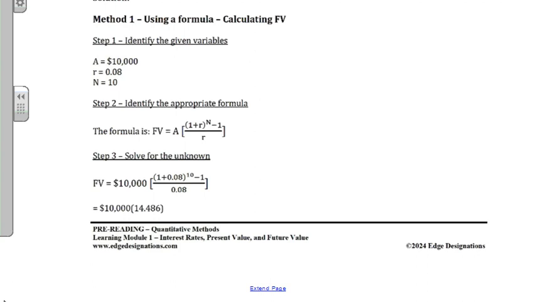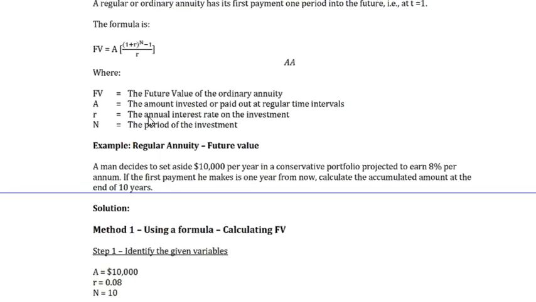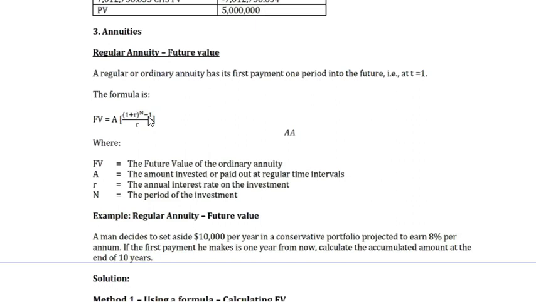CFA Level 1 pre-reading, Quantitative Methods, Learning Module 1: Interest Rates, Present Value and Future Value. We continue on; we've already done one video thus far, and we continue with video number 2. We were up to the section over here. Just a quick recap, we've already covered present value and future value. We now continue on with an annuity.